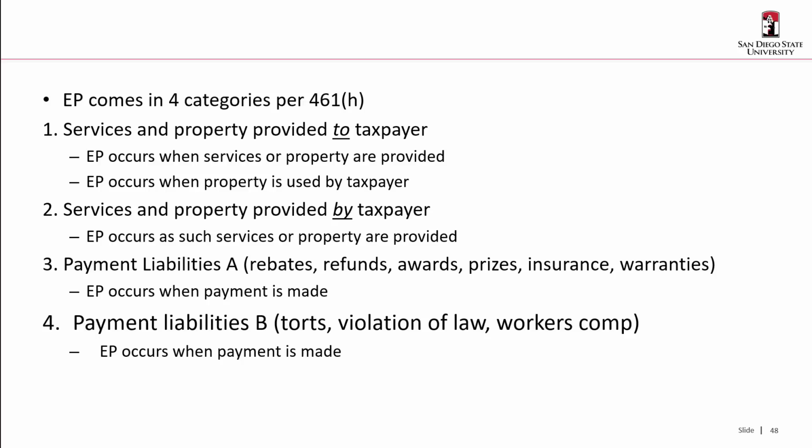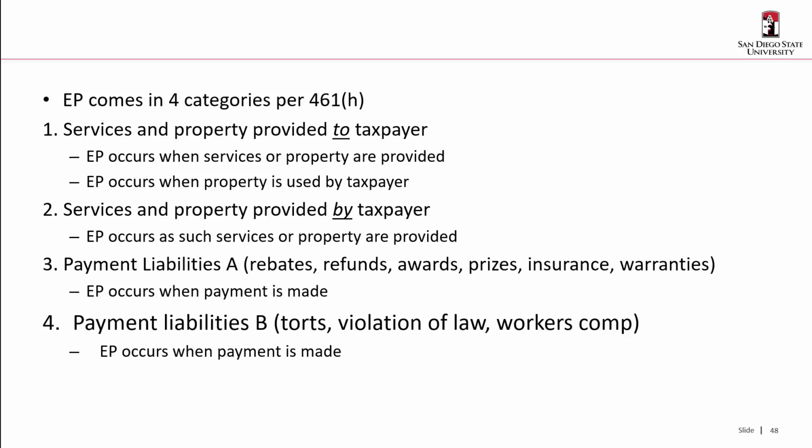Payment liabilities B, and again, I've made up these terms. There's no such thing as payment liabilities A and payment liabilities B. I break them down because you'll see why in a little bit. Payment liabilities B are torts, violations of law, and workers' comp payments. Again, the same rule applies. Economic performance occurs when payment is made. So as far as economic performance occurs, there's no difference.